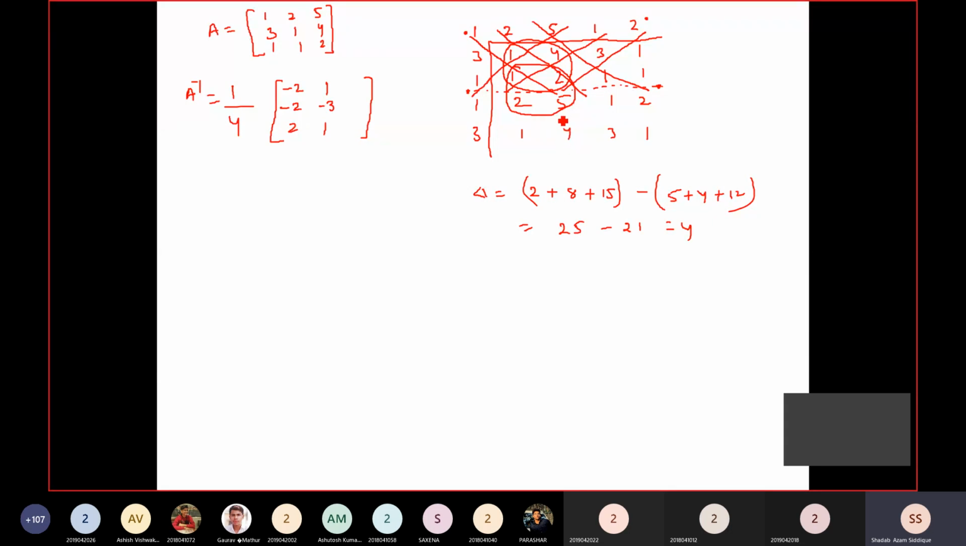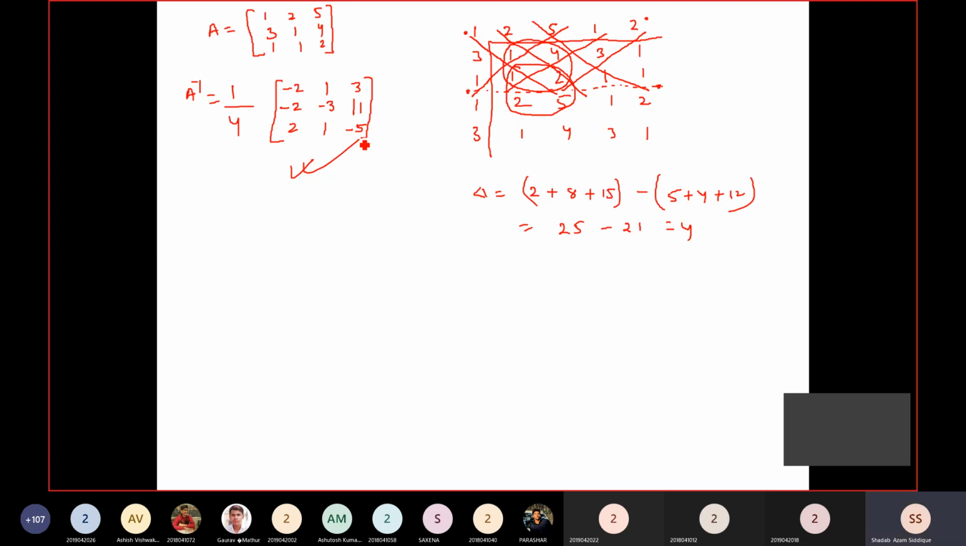So 4 2s are 8. 8 minus 5 is 3. Now again 5 3s are 15. 15 minus 4 is 11. So I'll write 11 here. Now this one: 1 ones are 1. 1 minus 3 2s are 6. So 1 minus 6 is minus 5. So this is the inverse matrix. Okay. I hope it is clear with you. Clear?